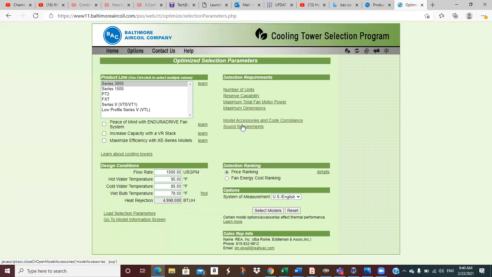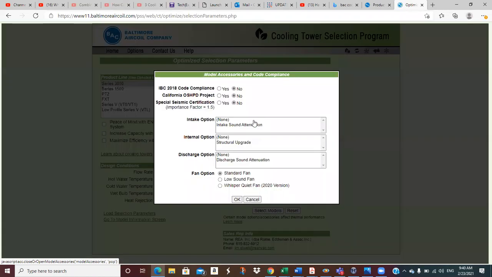Dimensions, model accessories, and code compliance. So you can get, this is International Building Code that has requirements for efficiencies on cooling towers.